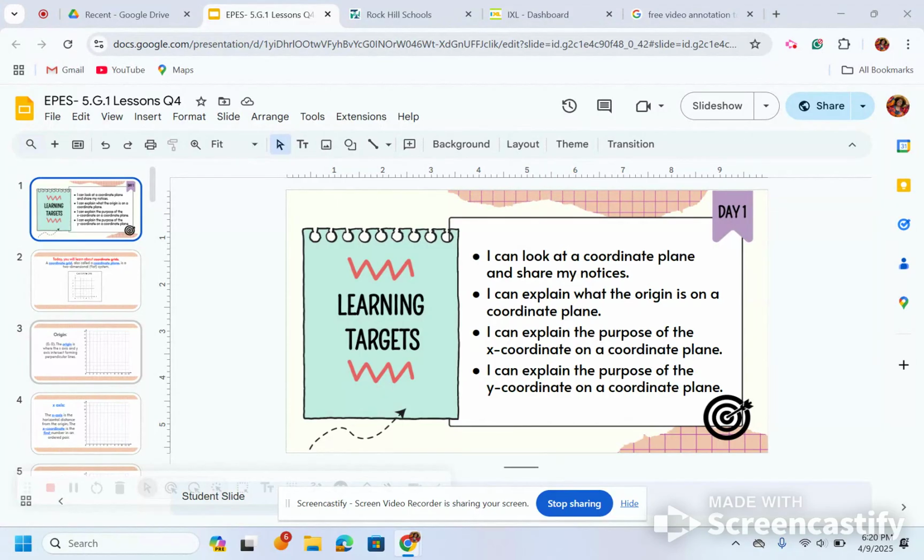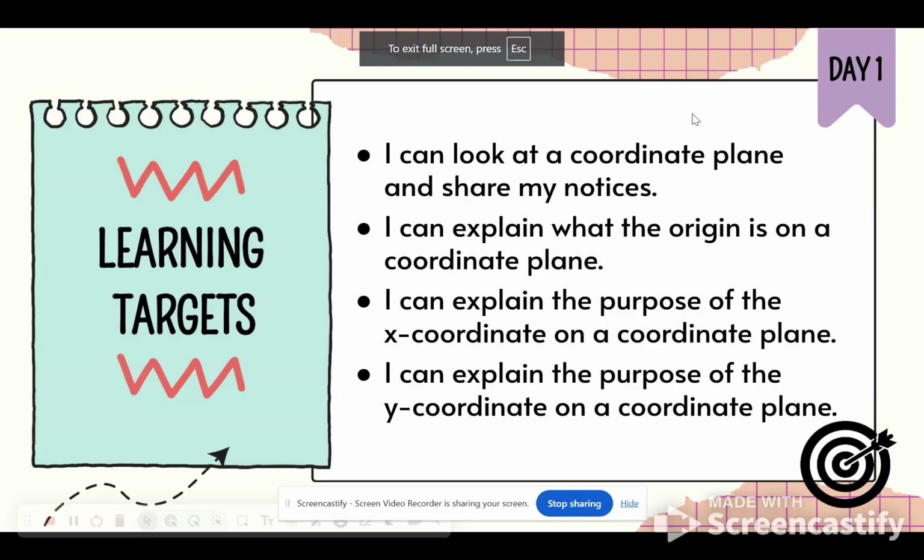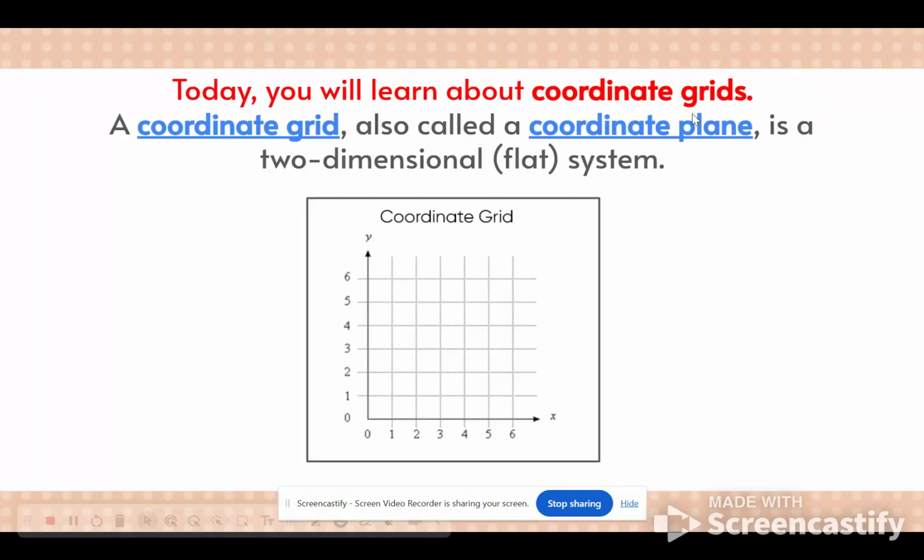Today we're going to start learning about coordinate planes. Our learning targets for today: I can look at a coordinate plane and share my notices. I can explain what the origin is on a coordinate plane. I can explain the purpose of the x coordinate on a coordinate plane. And I can explain the purpose of the y coordinate on a coordinate plane. So let's get started. Today you will learn about coordinate grids.